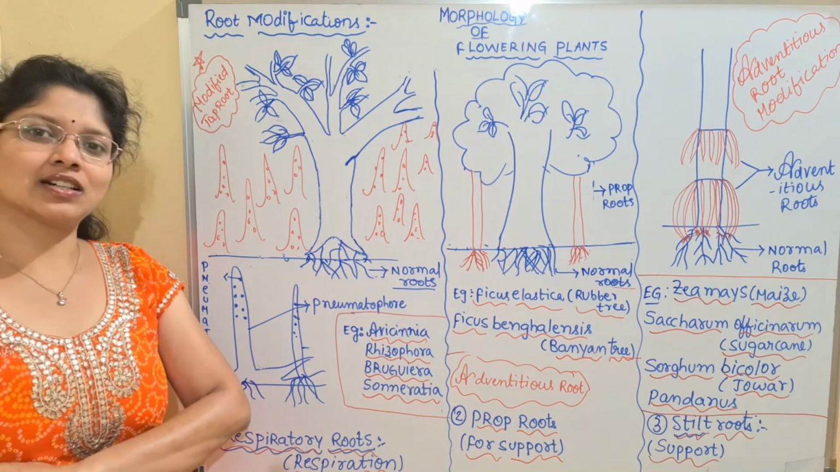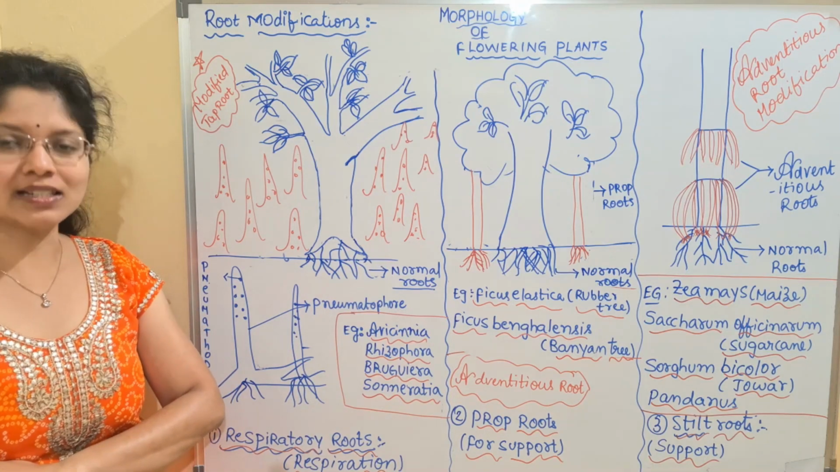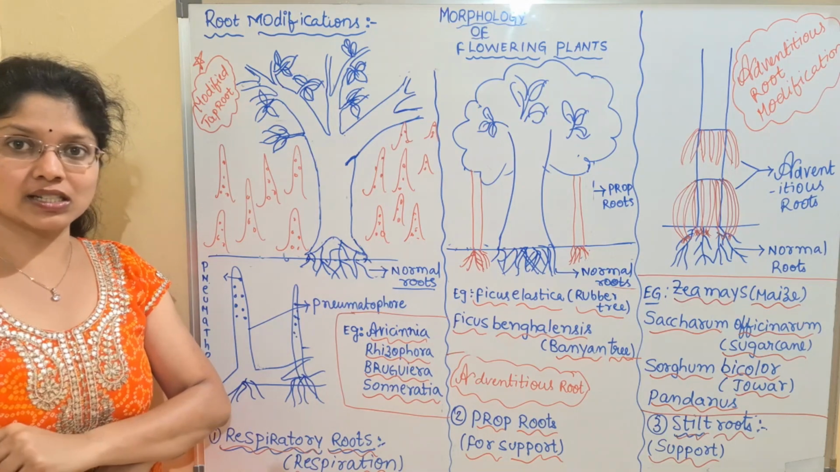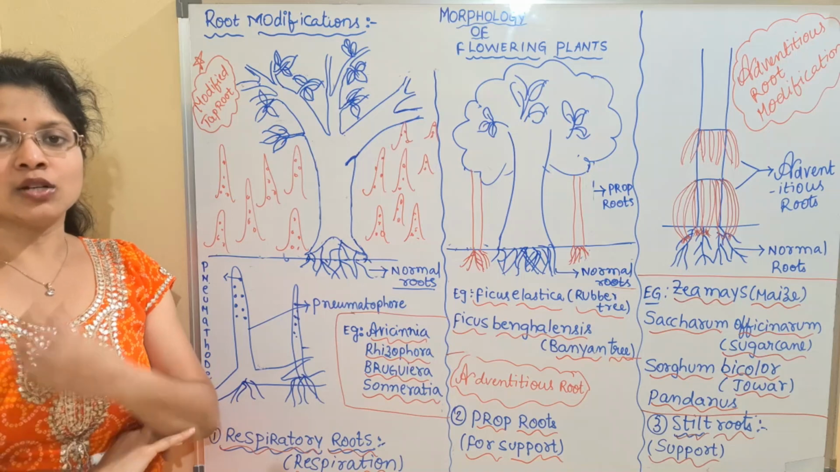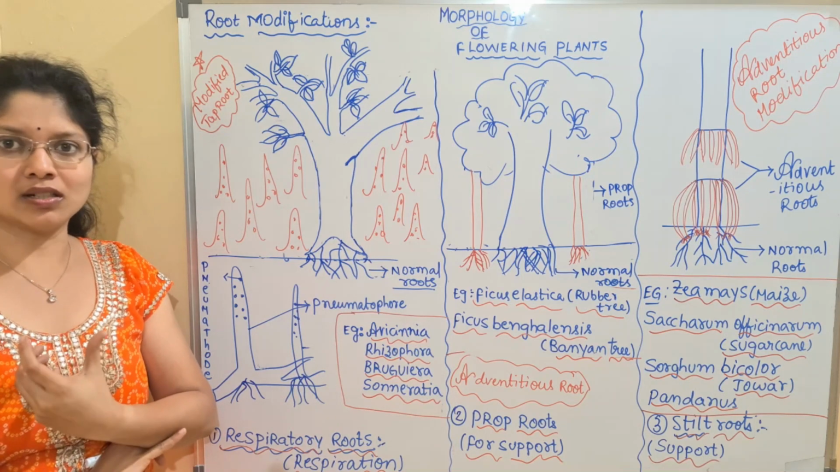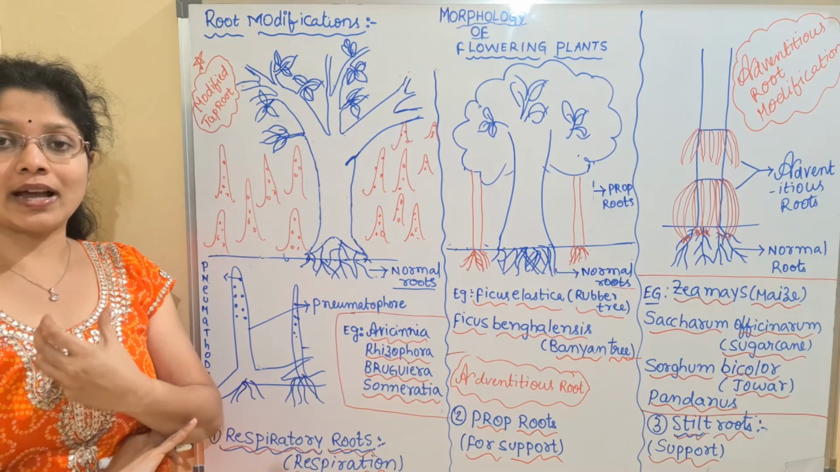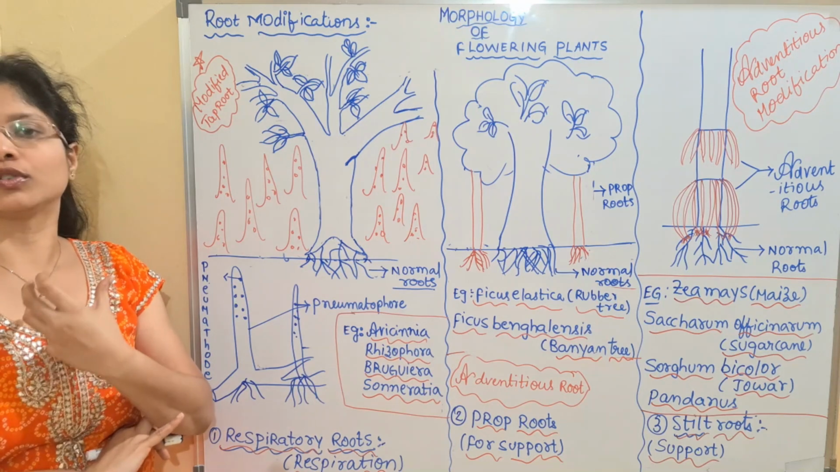Hello students, we have started with the morphology of the flowering plants, and we have finished with the introduction part, and later we have discussed the root system. In the root system mainly we have discussed the total structure of the root, types of root, and now we are doing the functions of the root.